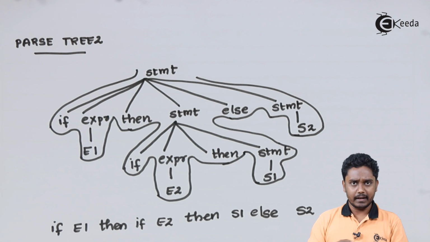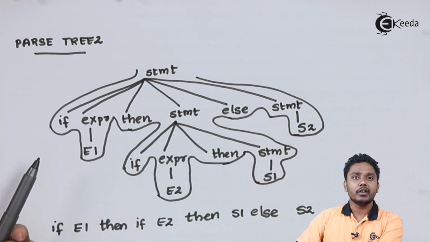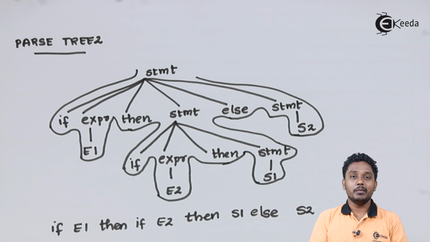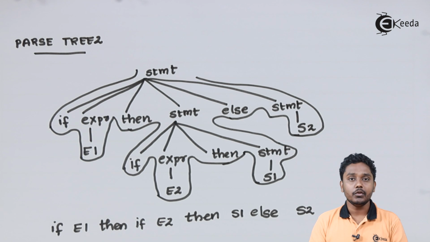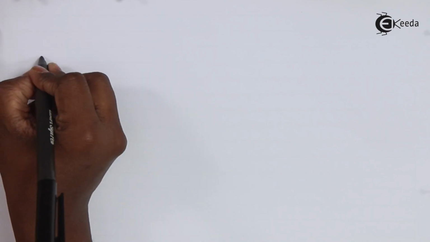Over here, you will see that the else is associated with the if at the start. In the last parse tree, we saw that the else was associated with the second if. In the grammar that we wrote, the else is ambiguous with the if. It might be connected with the first if, it might be connected with the second if. In that case, the compiler gets confused whether the else is associated with the first if or the second if. We have to remove this ambiguity and write a grammar which is unambiguous.